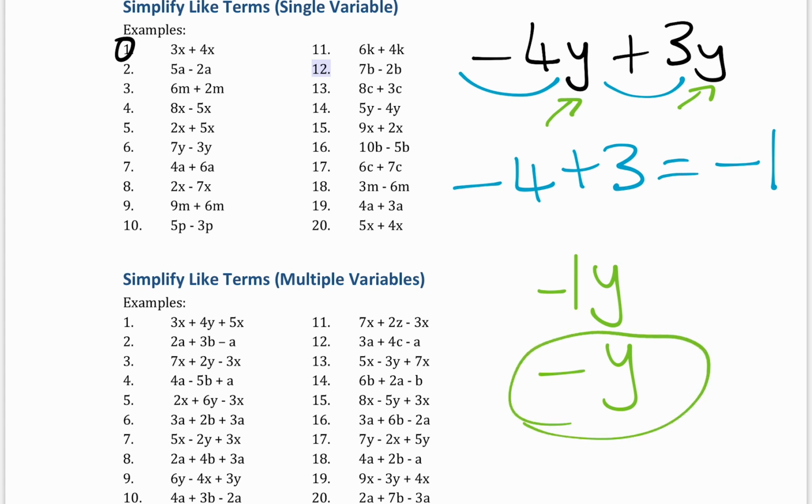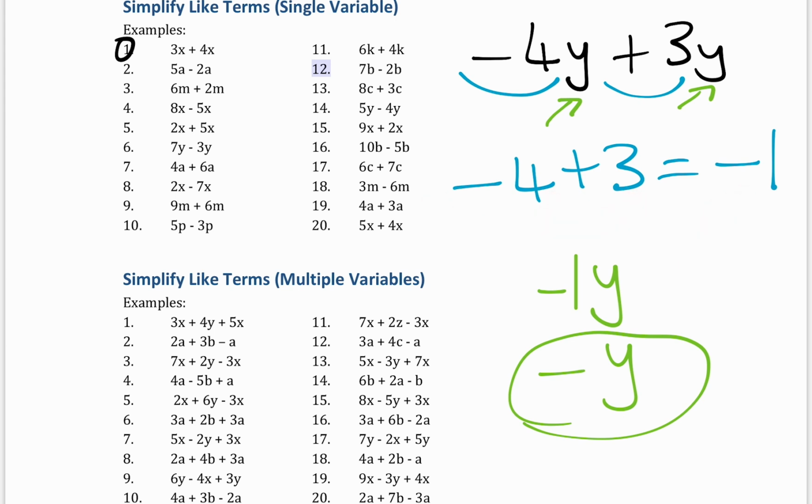But very important, if you do this on a calculator, this is just normal integers. If you do it in a calculator, you must put the minus 4 in, and not 4 plus 3. So minus 4 plus 3, and then you'll get minus 1.